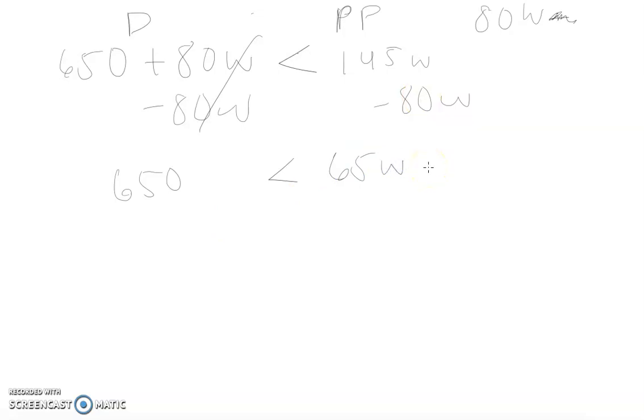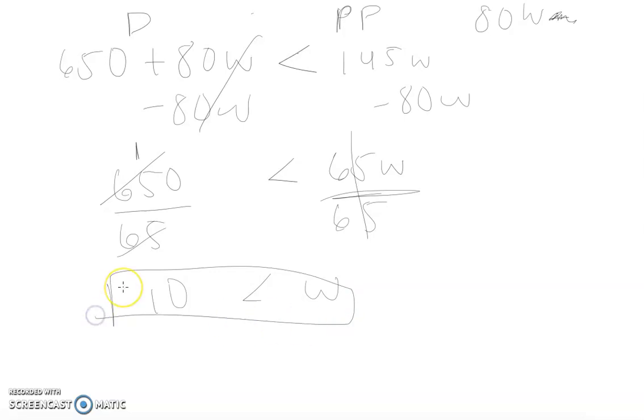65W. So after this, we need the W alone to know for how long the Daily Info paper is less than the People's paper. So now all we're going to do is divide by the 65, cancel it out. These 65s get canceled, there stays a 1 here. So it's 10 less than W. So that is the total weeks the Daily Info is less than the cost of the People's paper. If the ad runs for more than 10 weeks, it'll stay like that for more than 10 weeks.